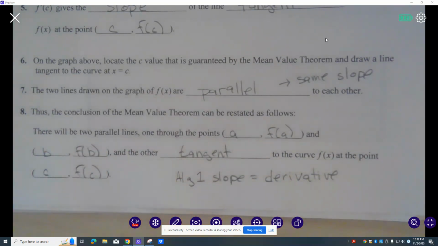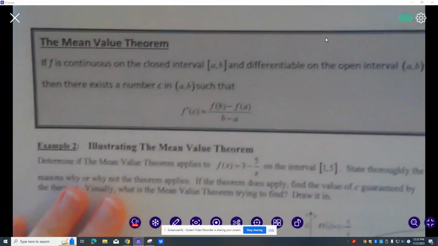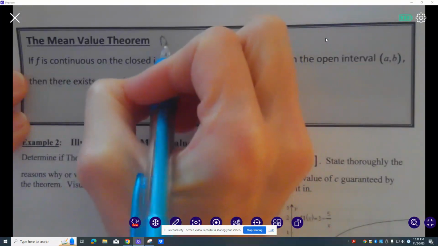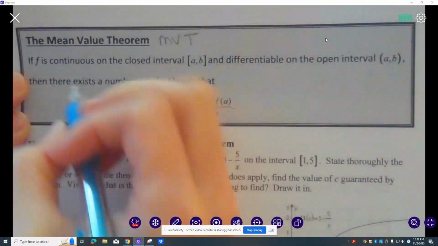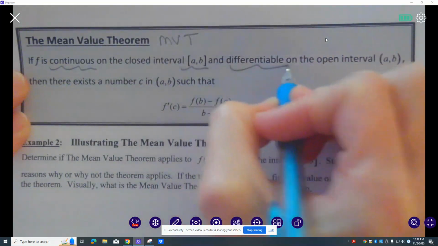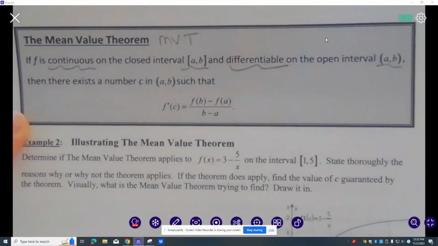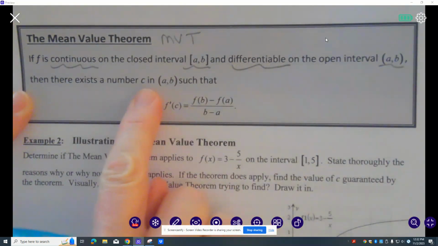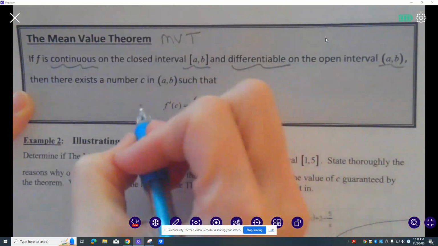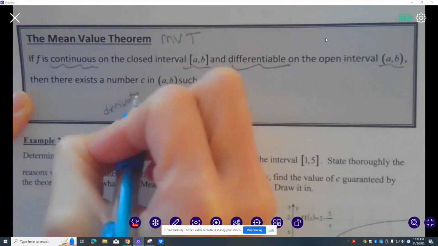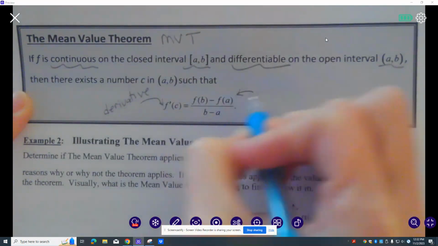And I think on the next page we have the formal definition. So again, like all the theorems, you can abbreviate this one MVT. You will have to show continuous on the closed interval and differentiable on the open interval. So we're just leaving off the endpoints. There exists a C in this interval such that the derivative is equal to algebra 1 slope.